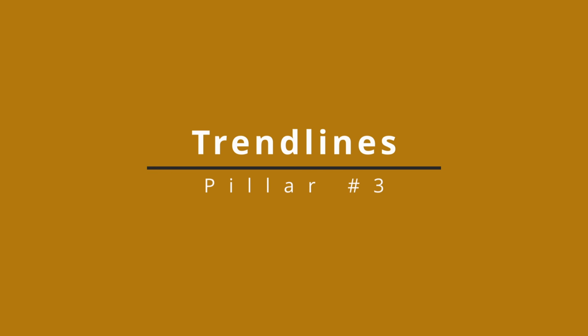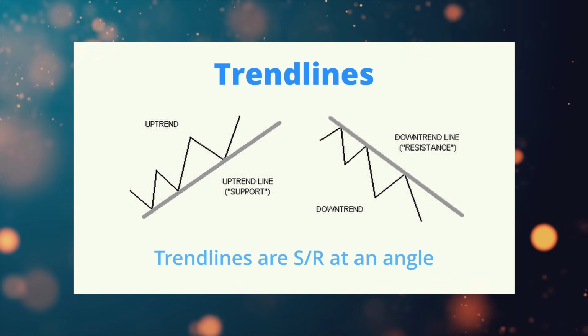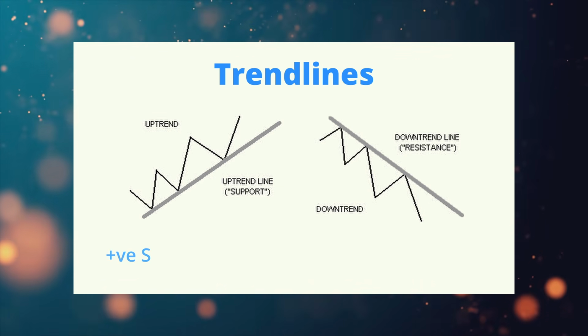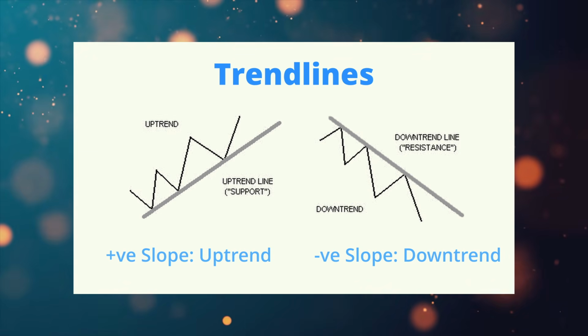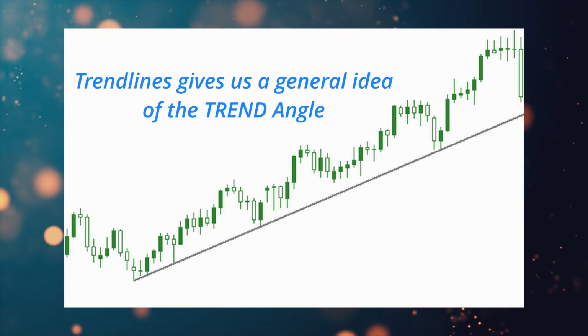Pillar number 3, trend lines. Trend lines are support and resistance at an angle. This angle could be positive or negative. The angle is said to be positive for rising trend lines, and it is negative for falling trend lines. Trend lines give us the general idea of the trend of the price.